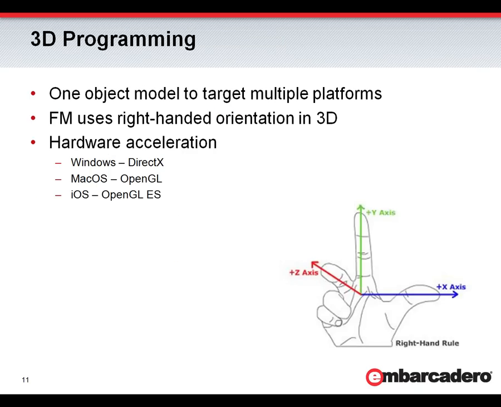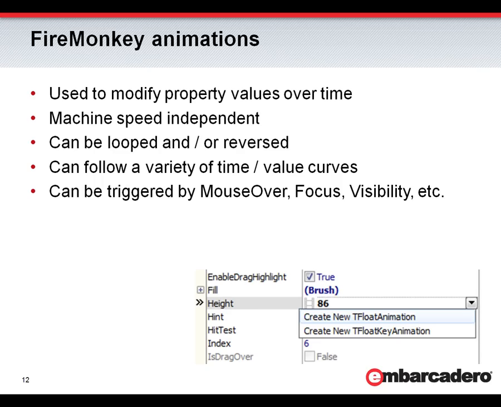A little bit on 3D programming. FireMonkey provides an object model to target multiple platforms. We use the right-handed orientation, as you can see here on the screen, X, Y, and Z axis. Hardware acceleration, as I discussed a little bit earlier, on Windows it's DirectX, on Mac OS it's OpenGL, and on iOS it's OpenGL ES. FireMonkey animations are used to modify property values over time. So for instance, if you wanted to change the opaqueness of an image, you could do so. Go from fully opaque to non-opaque over a certain amount of time.